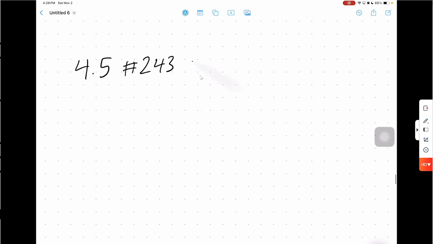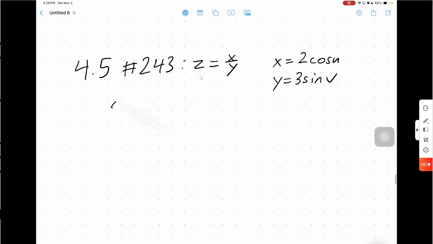243. Here, z is equal to x over y, x equals 2 cosine u, and y is equal to 3 sine of v. dz du and dz dv is what it's asking to find.